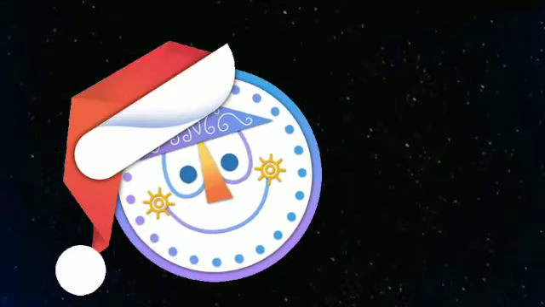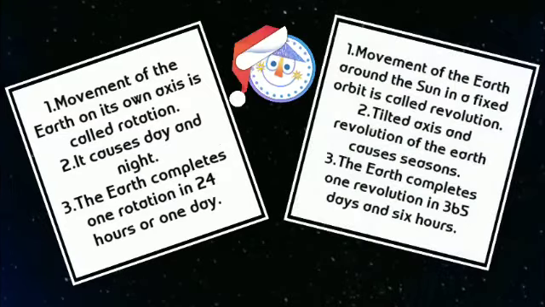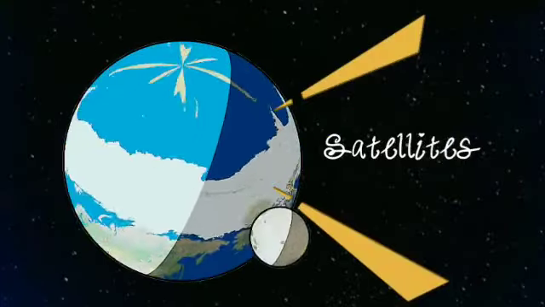So let's summarize. The movement of the earth on its own axis is called rotation. It causes day and night, and the earth completes one rotation in 24 hours or 1 day. Whereas the movement of the Earth around the Sun in its fixed orbit is called revolution. Tilted axis and the revolution of the Earth causes seasons, and the Earth completes one revolution in 365 days and 6 hours. Let's learn about satellites now.